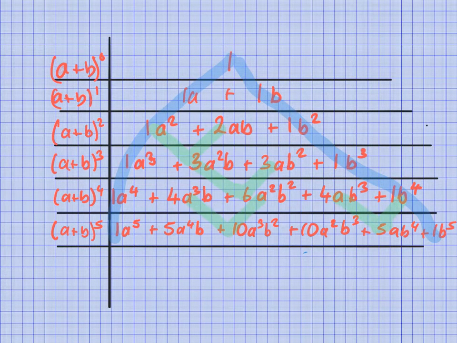So we can see that the next row would be 1a to the 6 plus 6 something plus 15 something plus 20 something plus 15 something plus 6 plus 1. Okay, so we can use Pascal's triangle to help us with the expansions of these binomials.